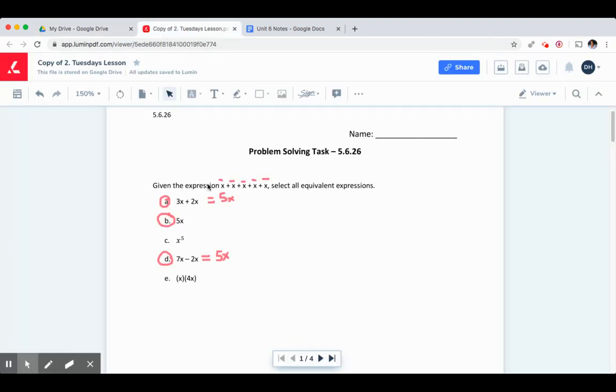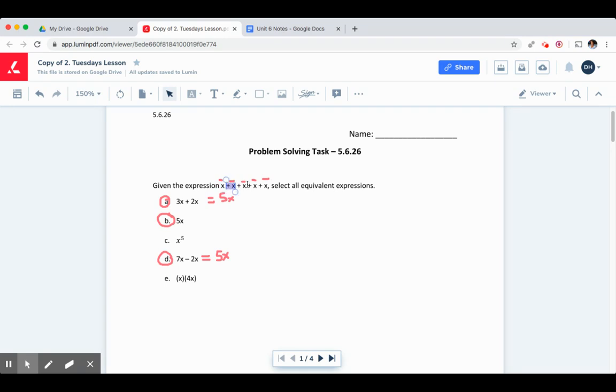For your problem-solving task, you were given the expression x plus x plus x plus x plus x, and you needed to select all of the equivalent expressions. This relates to what we did yesterday because we have a variable being repeatedly added. So we know that we can use a coefficient in front of a variable to represent multiplication. Our first step should be to count up the amount of x's that are being added together.